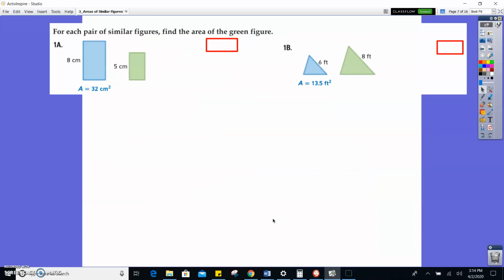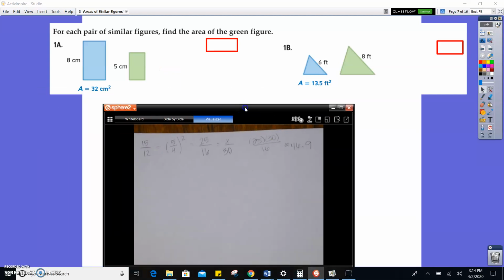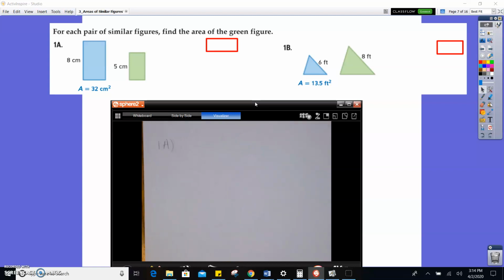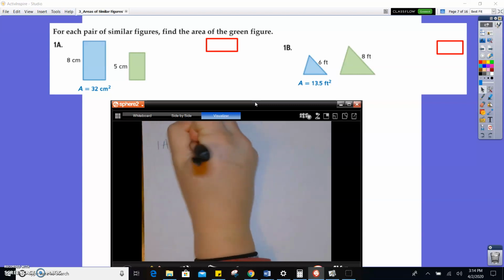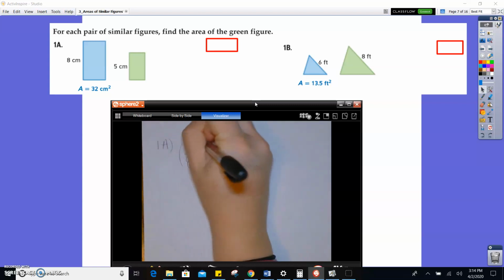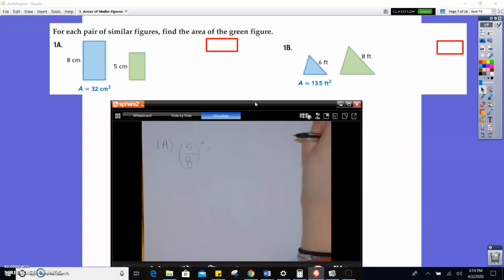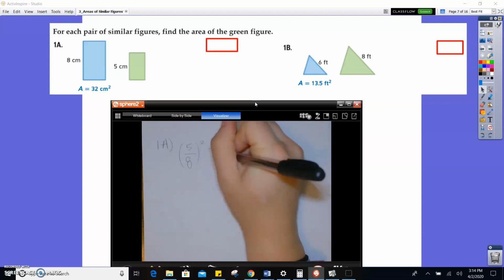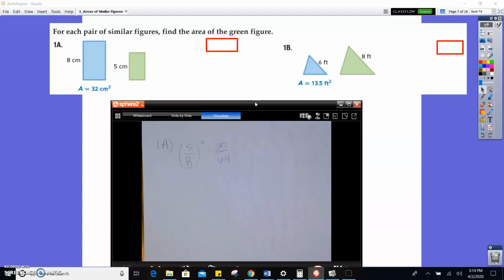So now for these two pairs of similar figures, we want to find the area of the green shape. So again, come back to the work page. Our first one will be 1A. Move this up. I know that we're going from blue to green, so the ratio will actually be 5 over 8. But since we're looking at area, again, I need to square that. And when you square a fraction, you square the numerator and the denominator. So we get a value of 25 over 64.